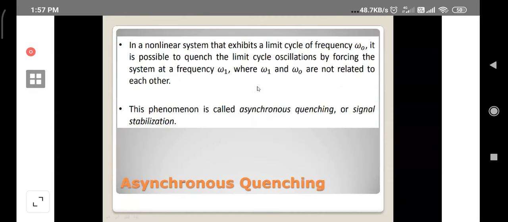Synchronous switching is also similar to frequency entrainment. Here, a nonlinear system exhibits a limit cycle of a particular frequency, and it is possible to quench these limit cycle oscillations by forcing the system at another frequency, omega 1. So limit cycle quenching is possible, and the absence of the limit cycle may be possible. That is called asynchronous quenching.